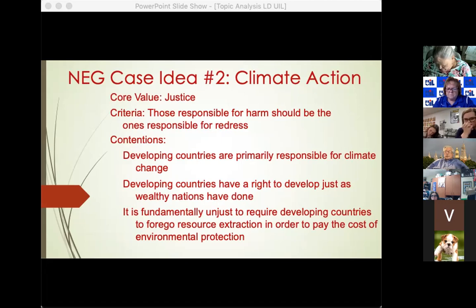Again, I don't know the audience of the particular folks that we have here, but Lincoln Douglas in its original design, and we still think in UIL Lincoln Douglas debate, should primarily be value focused.